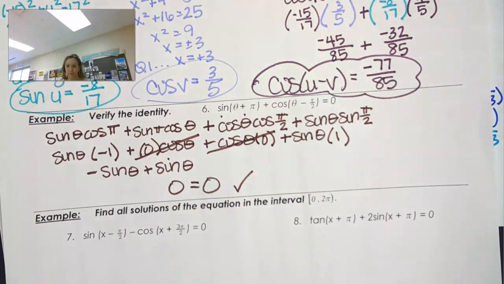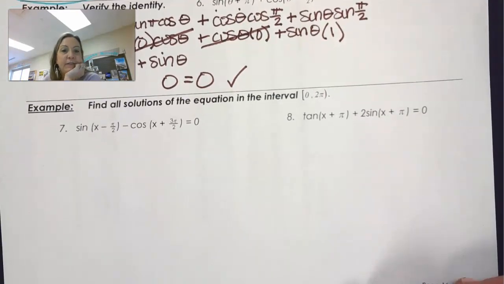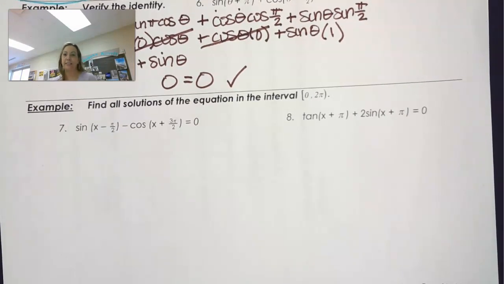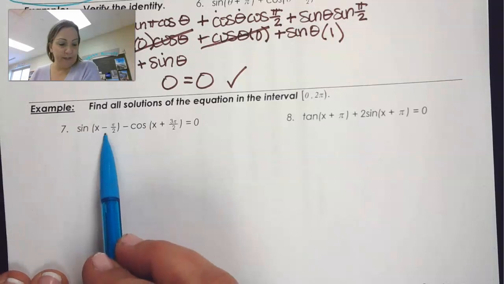Okay. All right, the next thing we'll do is solve some equations. This is asking us to find all solutions of the equation in the interval 0 to 2 pi. So I'm going to use a pencil for this one, right small. We'll start out, again, this is not a cofunction because it's not pi over 2 minus x. So we're going to have to use the difference formula for sine.